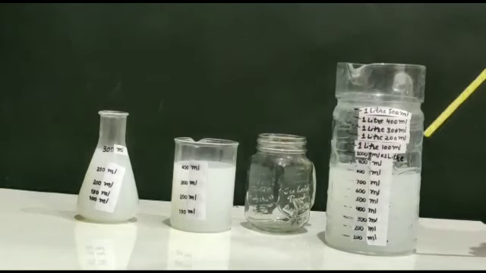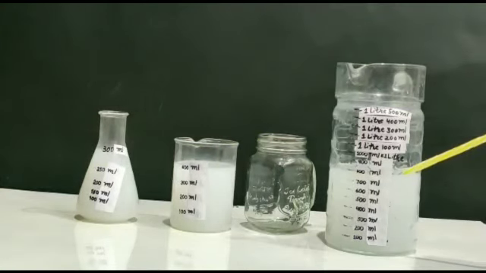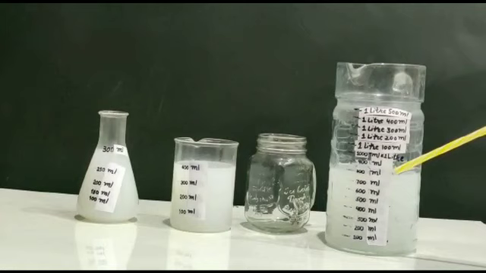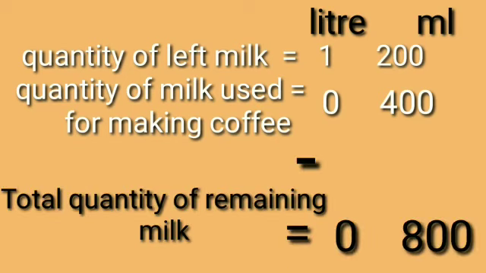Dear students, from the milk of 1 liter 200 milliliter, she used 400 milliliter of milk to make coffee. Now she has 800 milliliter milk left with her in the jug. Now let's see how we can solve this sum in written form. Quantity of left milk in the jug was 1 liter 200 milliliter. Quantity of milk used for making coffee was 400 milliliter, and after subtracting 400 milliliter from 1 liter 200 milliliter, we get total quantity of remaining milk as 800 milliliter.